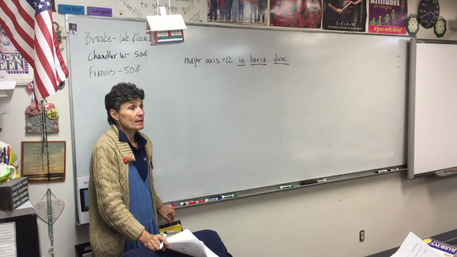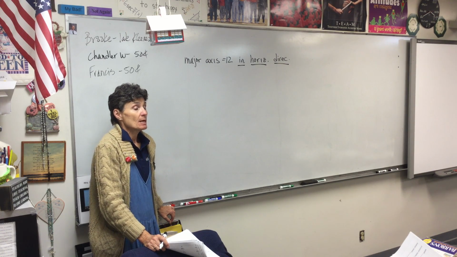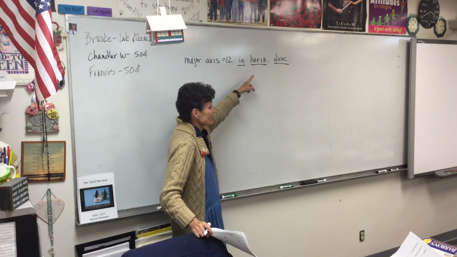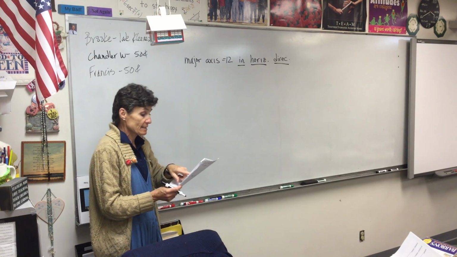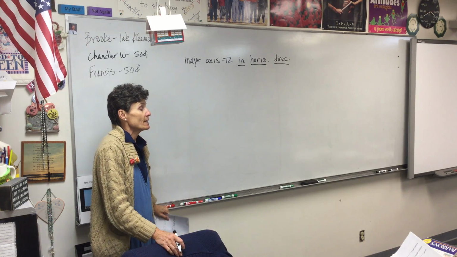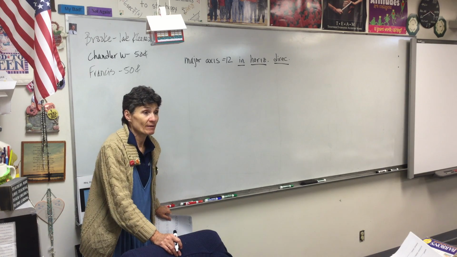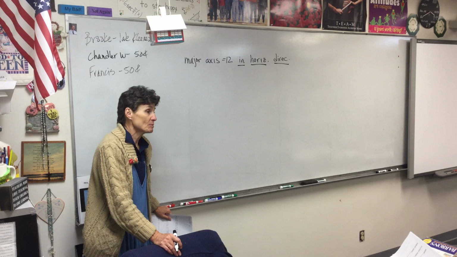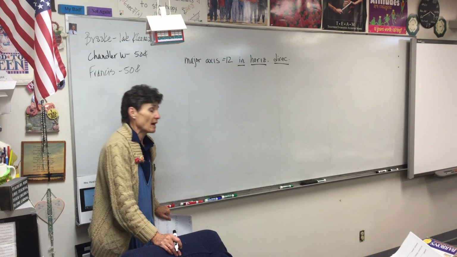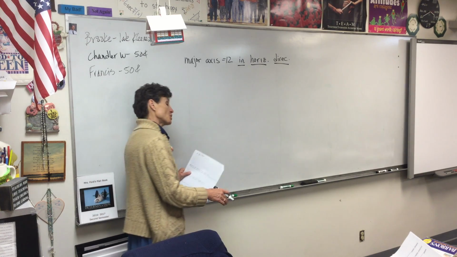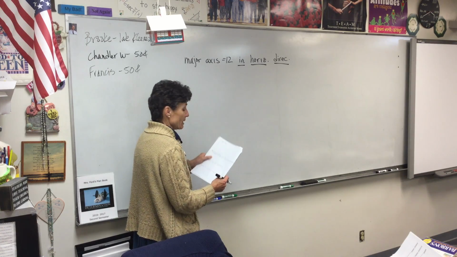Okay, get your notes out. Good job. Add in horizontal direction, where it says the major axis is 12, in problem 2A. Now in a minute, you'll see why that's necessary. The problem's really not doable without adding that. All right, so our job is to write the equation of the ellipse.